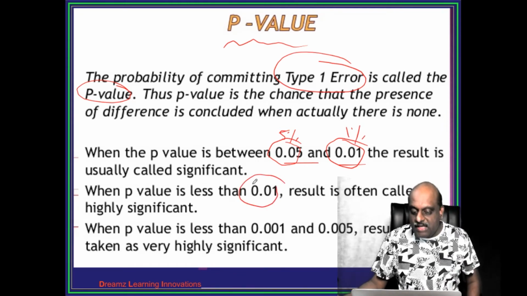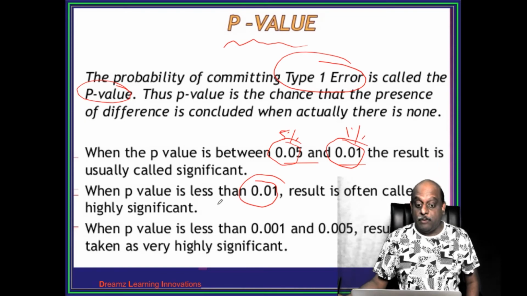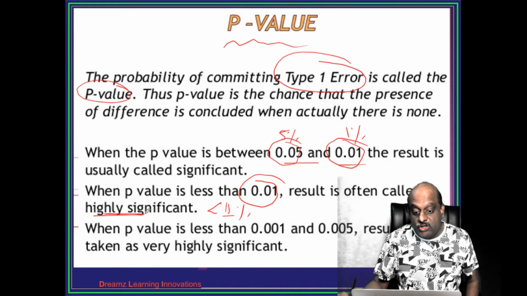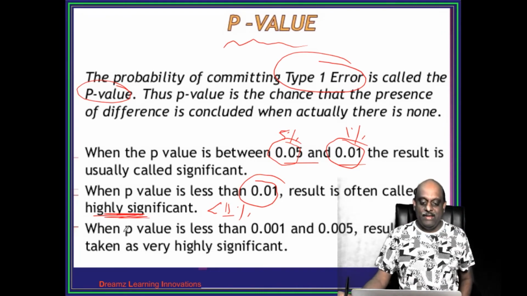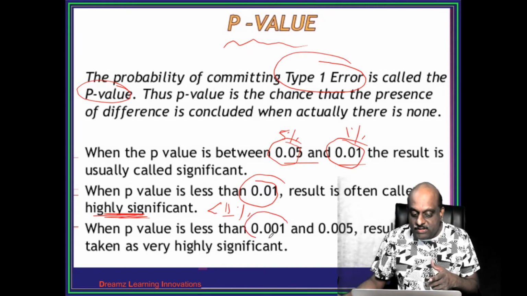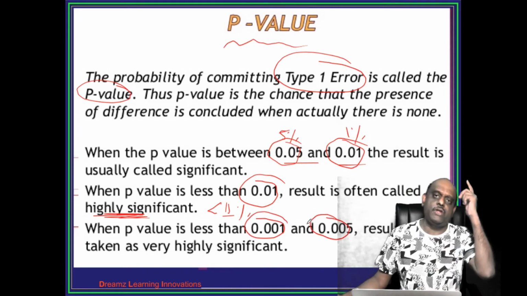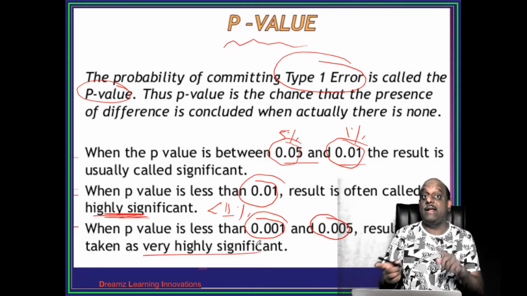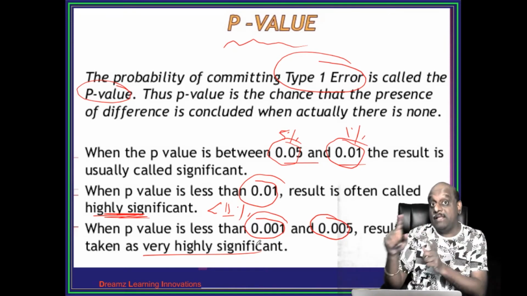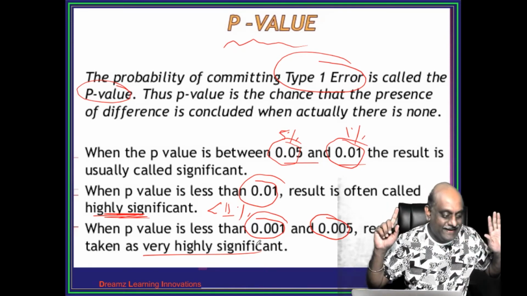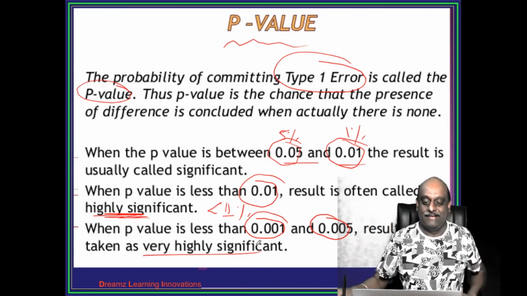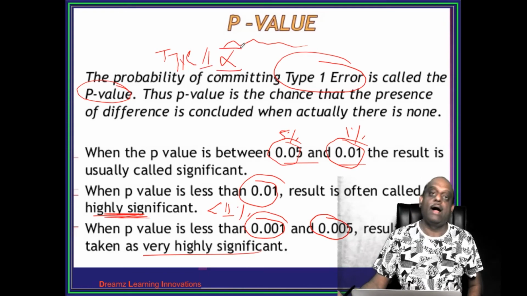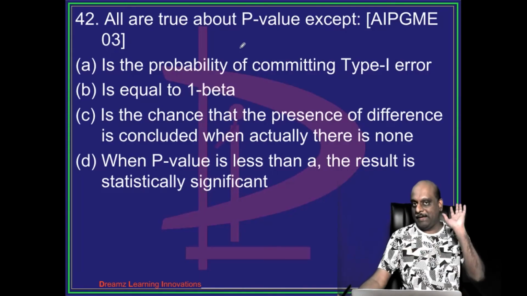If the p-value is less than 0.01, that means the probability of committing a type 1 error is less than 1%. That means it is much more statistically significant. When the p-value is less than 0.01 to 0.005, the smaller the value of the p-value, the greater is the statistical significance and the lesser will be the chance of committing a type 1 error. Understood? So type 1 error is called alpha error. That's what you should remember.